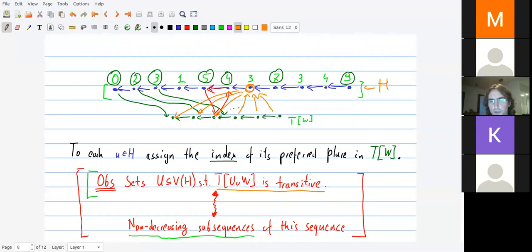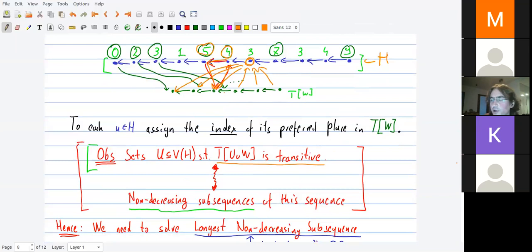On the other hand, if you are putting simultaneously two vertices such that they are not in the non-decreasing order, then you would see a directed triangle here, and this would be a contradiction. You are not able to put both of them at the same time. Good. Are there any more questions?